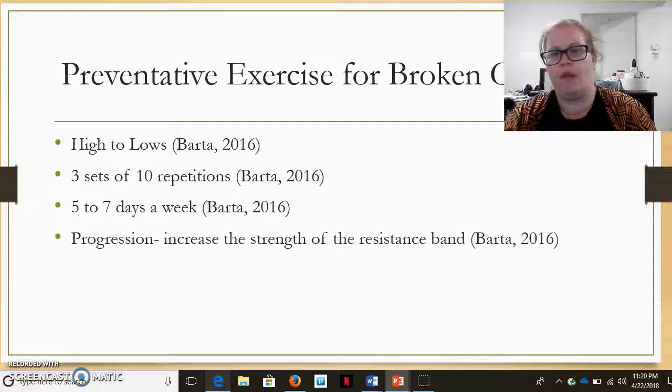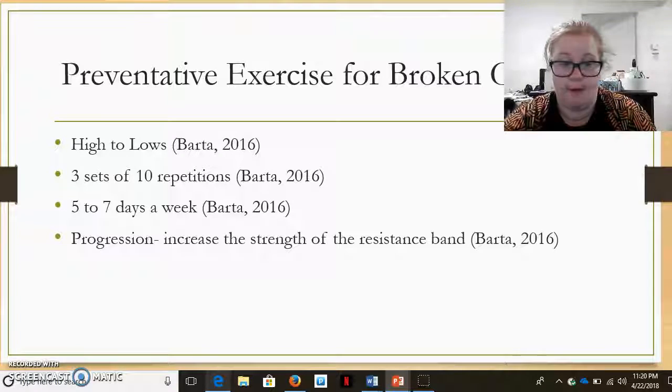The next preventative exercise is high to lows. You're going to do 3 sets of 10 repetitions, 5 to 7 days a week. And then a way to progress this is you're going to increase the strength of the resistance band.